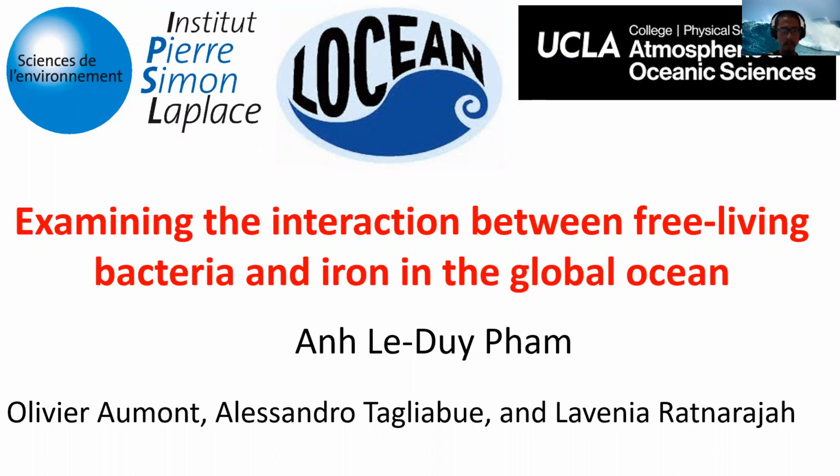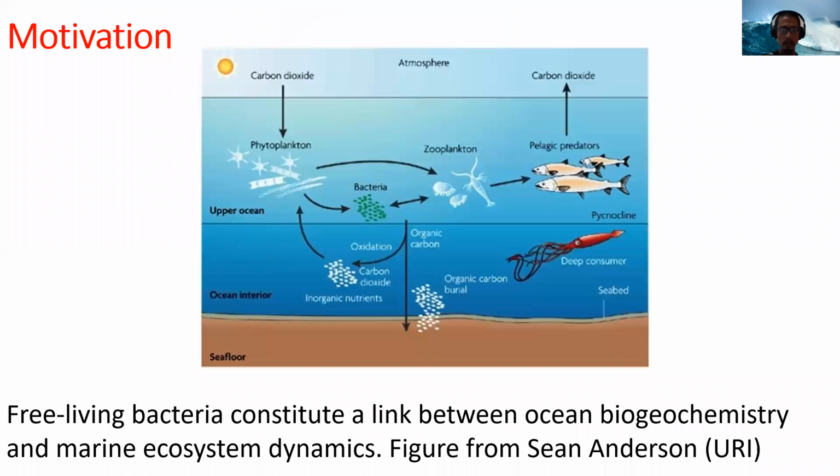I'm very excited to talk today about examining the interaction between free living bacteria and iron in the global ocean. In general, I'm very interested in the interaction between microbes and nutrient cycling in the ocean. But today I'm just going to focus on the free living bacteria because bacteria can consume organic matter produced by phytoplankton and zooplankton in the upper ocean, and they transform the organic matter into a more refractory form or remineralize the organic matter to release carbon dioxide and nutrients back to the water column.